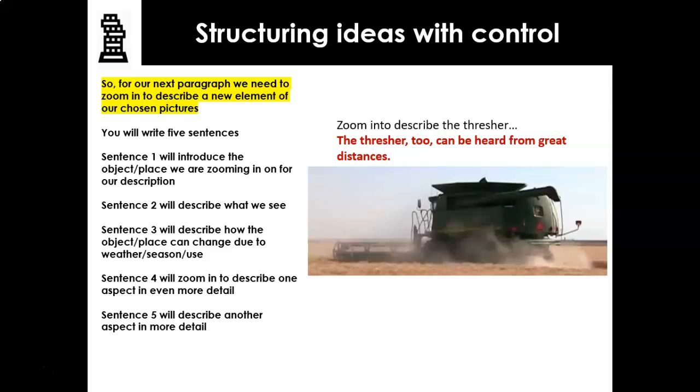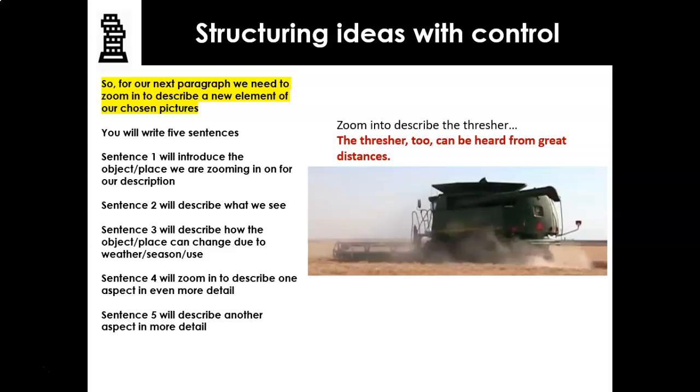So the thresher too can be heard from great distances. Now, I've said heard there because it doesn't always have to be exactly the same as the Capote one. So the thresher too can be heard from great distances, or the thresher too can be seen from great distances. A green metal monster. So now I'm thinking about sentence number 2. I want to describe what I can see. A green metal monster that rips and tears its way through the wheat corn.